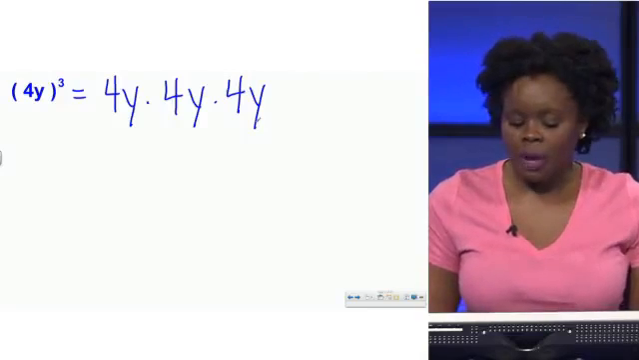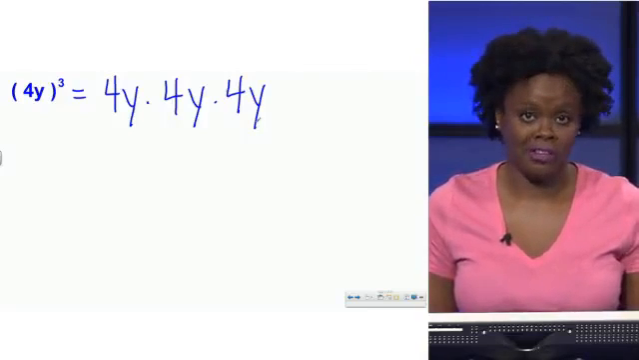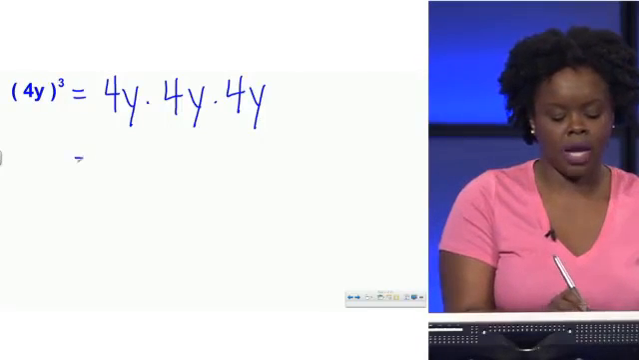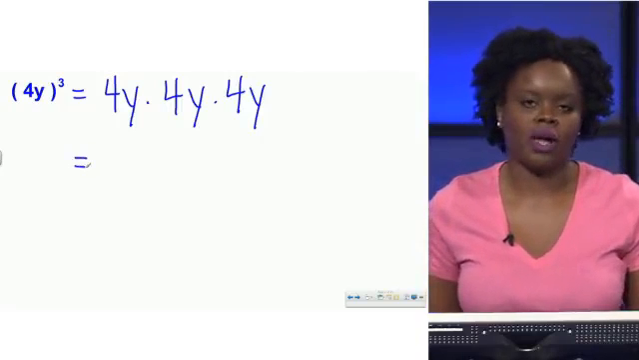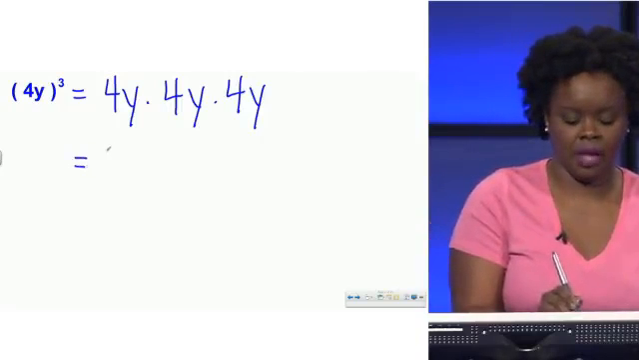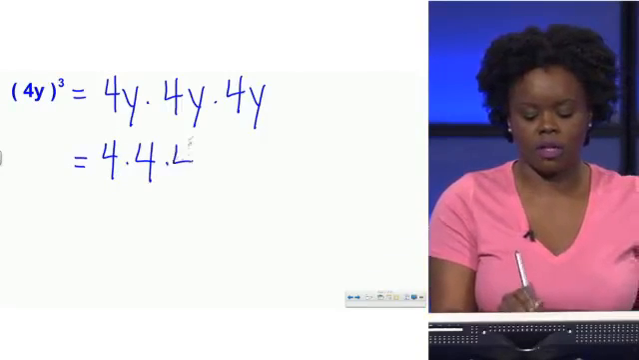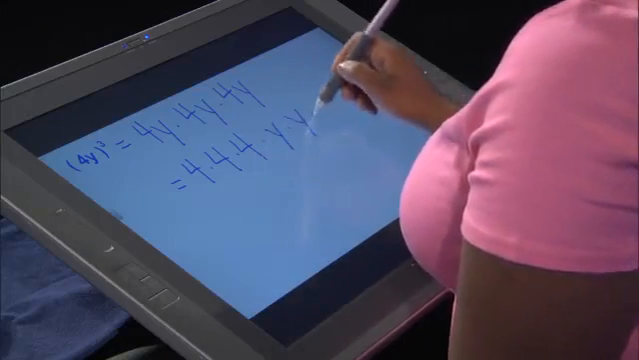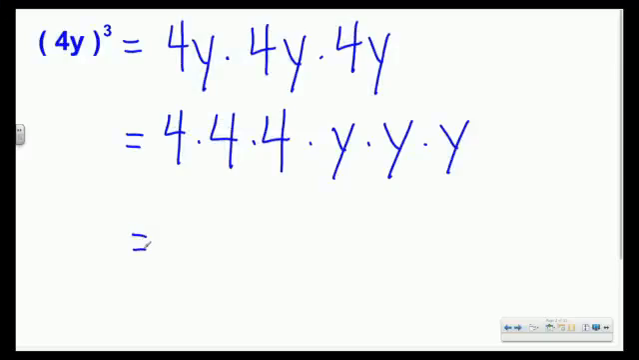Now, the commutative property of multiplication tells me I can multiply things in any order that I feel like, right? So I'm going to rearrange this multiplication. I'm going to bring all those coefficients out front, all those 4s, and I'm going to group all those y's together, okay? So I'm going to represent this as 4 times 4 times 4, and y times y times y, right? Okay. Now I'm going to simplify this.